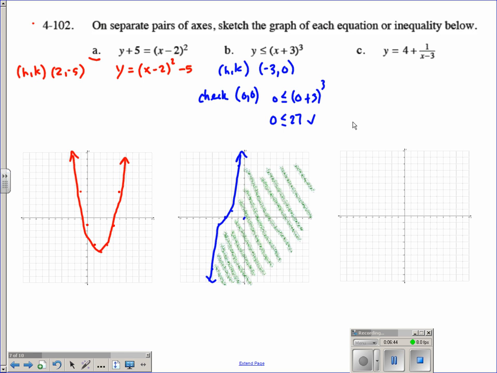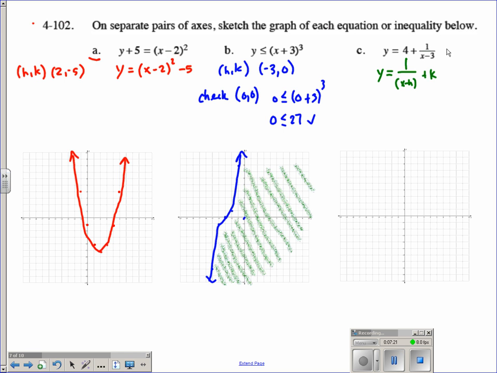Now let's go on to letter C. This is our last one. All right. So we have y is equal to 4 plus 1 over the quantity of x minus 3. It's been a while since we've graphed a hyperbola, so let's just think about that for a second. We said our general formula was y is equal to 1 over, we had our x minus our h, and then we had plus k. We don't have to worry about a here because we have nothing in the numerator here.